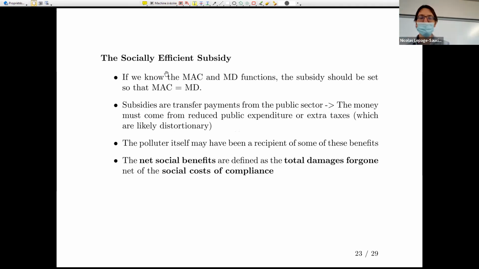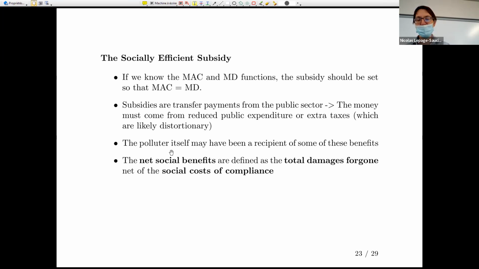But the problem is subsidies are transfer payments from the public sector, so the money must come from reduced public expenditure or extra taxes, which are very likely distortionary. Up to a point, if taxes are small, they're not so bad, but if they become high enough, they start to affect the economy quite a bit.